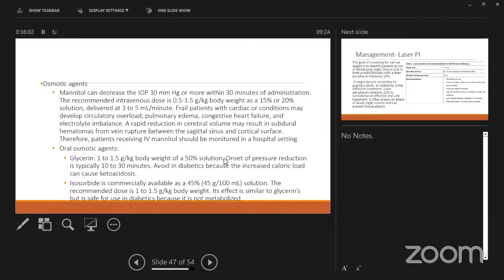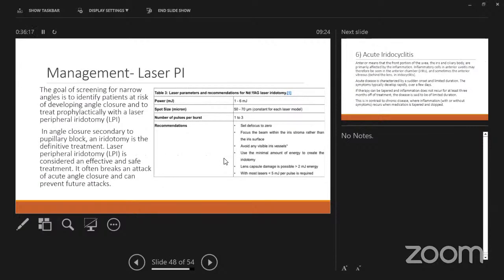in a hospital setting. Then other osmotic agents are oral osmotic agents like glycerin or isosorbide. Glycerin is avoided in diabetics because it increases the caloric load, whereas isosorbide can be given because it does not get metabolized. Then the definitive management is laser PI. The role of laser PI is to relieve the pupillary block.